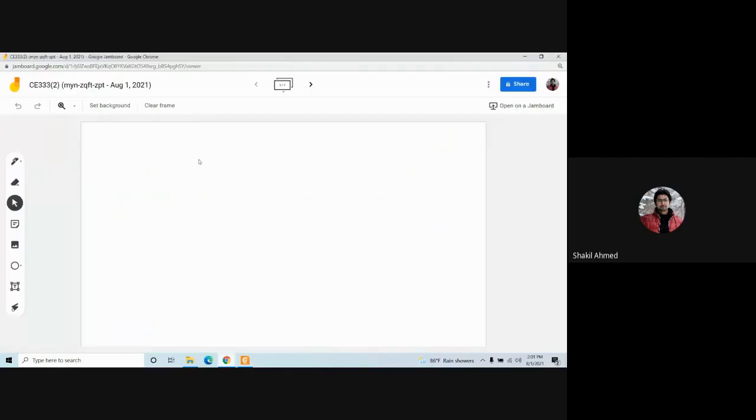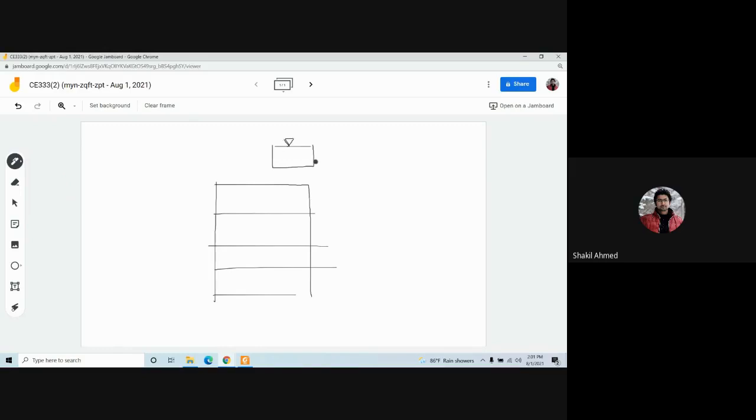Let's discuss this. This is your building, for example. And this is the overhead water tank. Clear? This is your fixture, for example. This is a basin, and you have a faucet here. Faucet means tap, water tap. The water will come and go here.